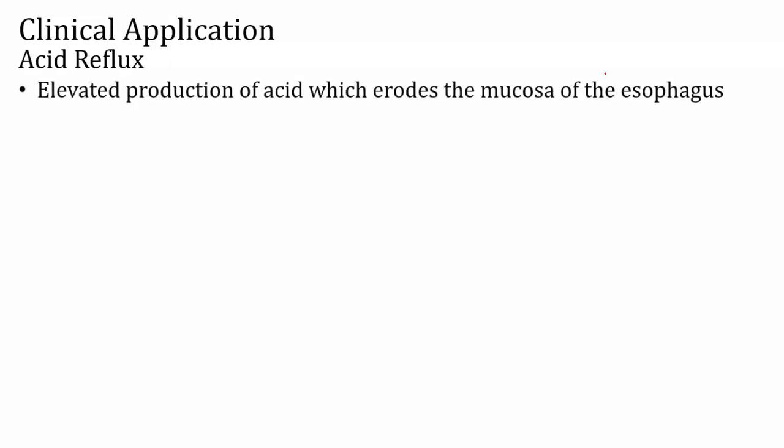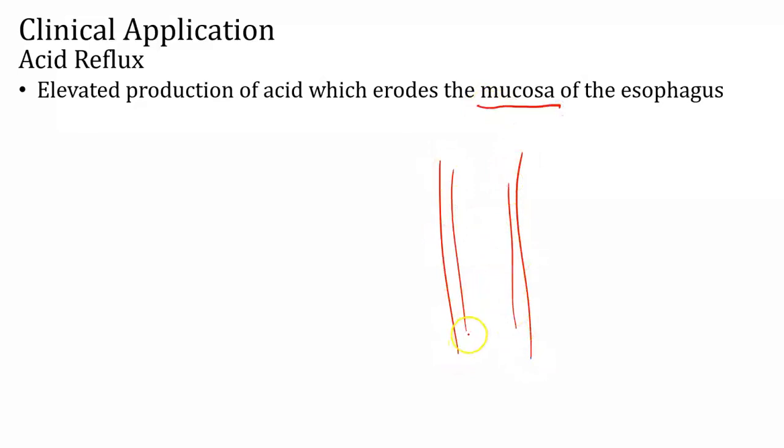Now, a quick clinical application here for the parietal cells is acid reflux. So this is when you have an elevated production of acid, which erodes away the mucosa of the esophagus. Generally, the esophagus has stratified squamous epithelium, so here's the tube. It's going to be coated with a mucus like this, and a mucus like this, okay? And that mucus is going to protect the epithelial cells from any acid which might regurgitate from the stomach. We call it a mucosa. Mucosa just means epithelium plus mucus. So the mucus is on there, so we're calling it a mucosa.